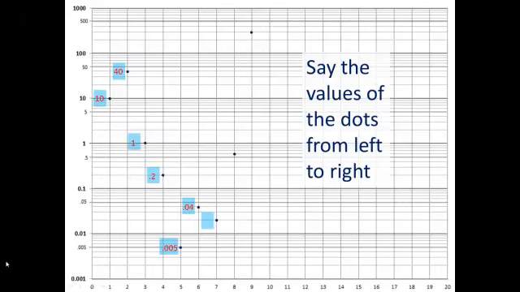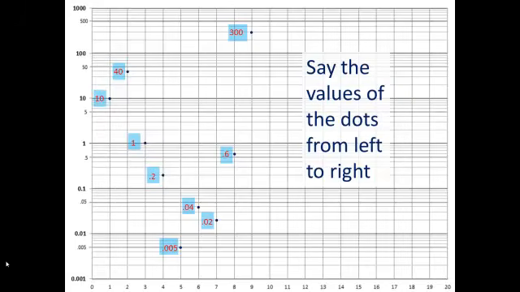The next one, 0.02. Good. And the next one, 0.6. 0.6. And how about that last one up there? This one would be 300. So hopefully you got those right.